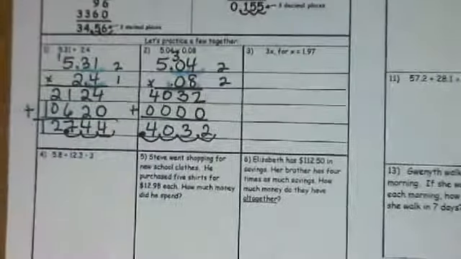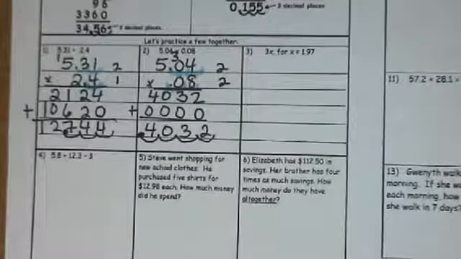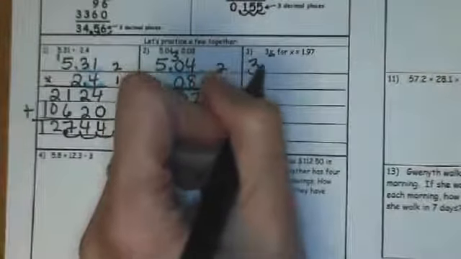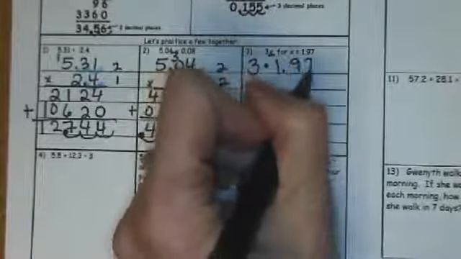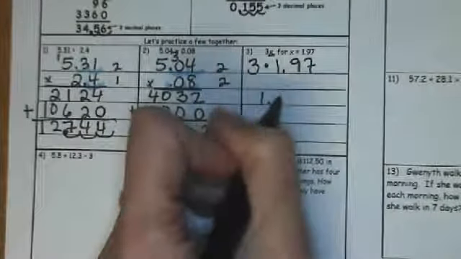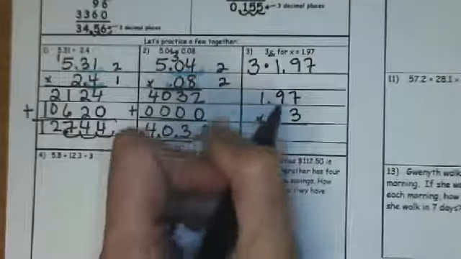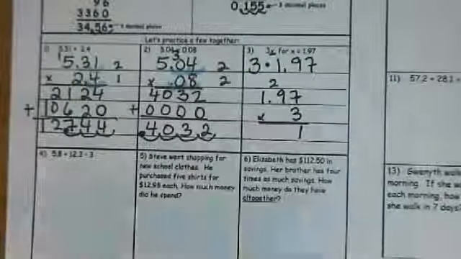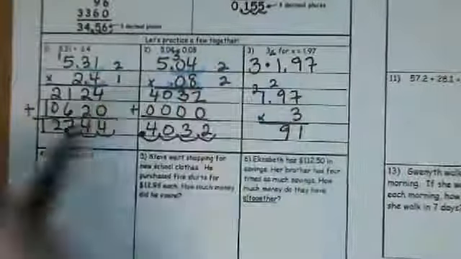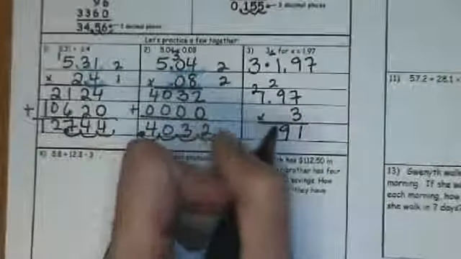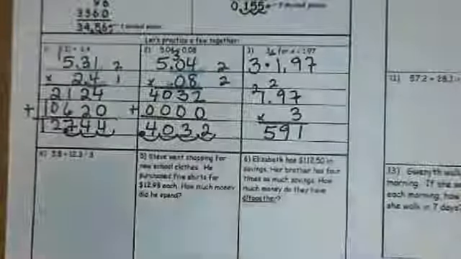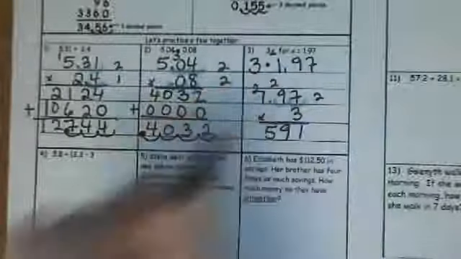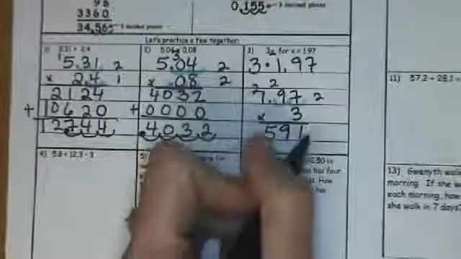Okay? Alright, I have 3x, for x equals 1 and 97 hundredths. So that means multiply. So I have 3 times 1 and 97 hundredths. Okay? I'm just going to write it vertically. And then I'm going to multiply. 7 times 3 is going to be 21. 9 times 3 is 27 plus 2 is 29. 1 times 3 is 3 plus 2 is 5. And how many decimal places do I have? 1, 2 on the top number, and 0 on the bottom number. So I move a total of 1, 2 decimal places. Okay.